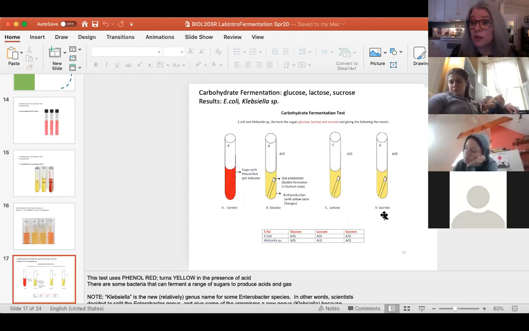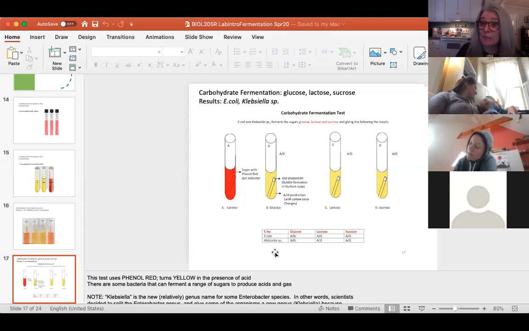So we have two organisms here, E. coli and Klebsiella, that are capable of fermenting a range of carbohydrates. These are organisms that we would call non-fastidious. In other words, they are not picky. They are capable of fermenting a range of sugars, and they produce gas in the process. They use a pathway of fermentation that also produces a gas.